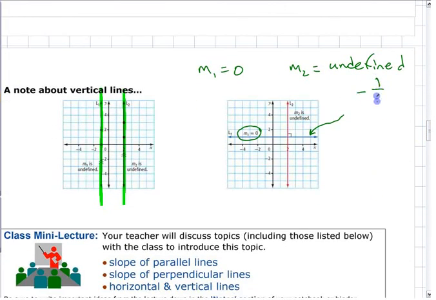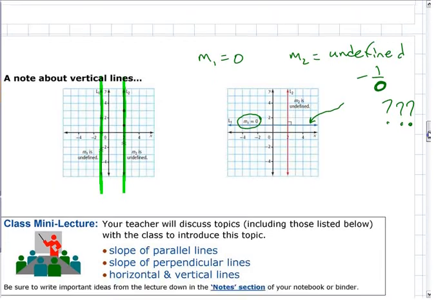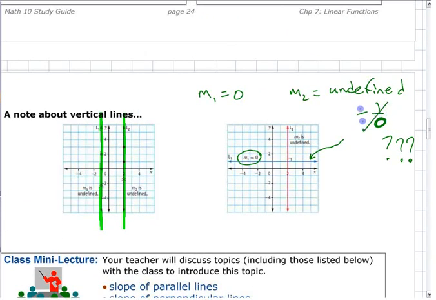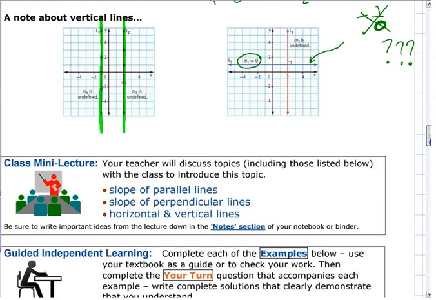Negative 1 over 0, what does that equal? What's negative 1 divided by 0? What's 1 divided by 0? Who cares about the negative? It's undefined, right? You can't divide by 0. Dividing by 0, we don't know. So this is why it's undefined. You don't say it's 1 over 0, you just say it's undefined.